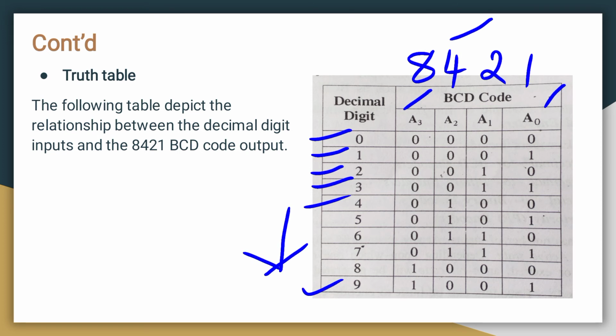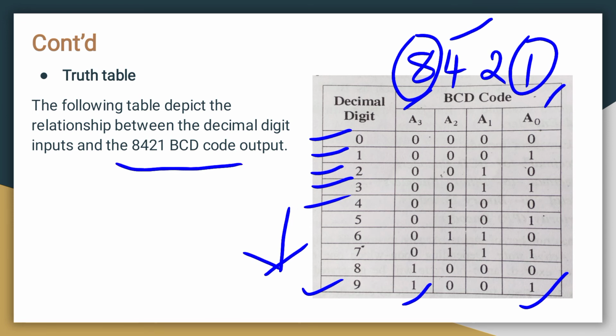So now I am at the last, 9. So I want 9. For this what do I have to do? I have to take the 8 place, then the 1 place. Then I will get the 9. Clear? So I put 1 1 for this. So this is about the conversion of the decimal digit to the 8421 BCD code output. So this is about the truth table.